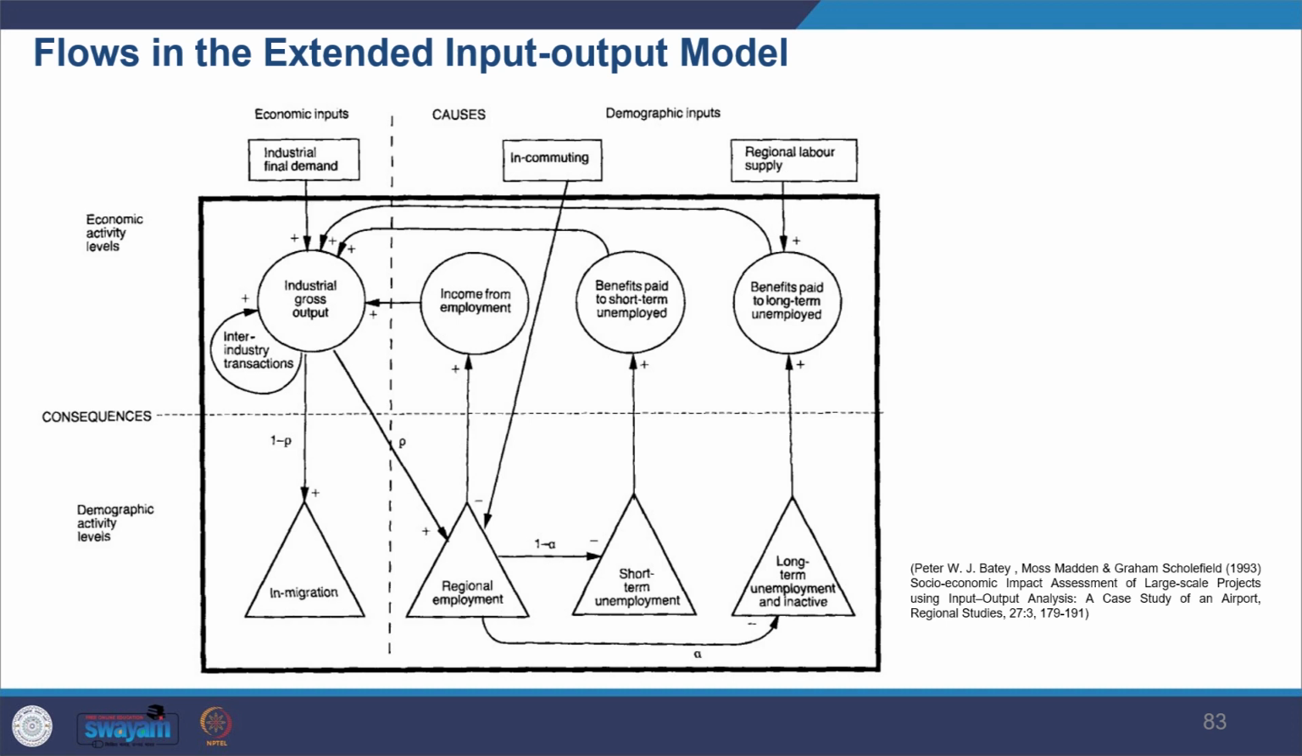And then regional employment, you can see, would also link to long-term unemployment and the inactive. So it would also reduce that, and that would also lead to a positive impact on benefits paid to the long-term unemployed, and that would also improve the regional labor supply and so on. So this is also the input-output way. Also you can understand what kind of multiplier impact can happen. So in these ways it is also shown.